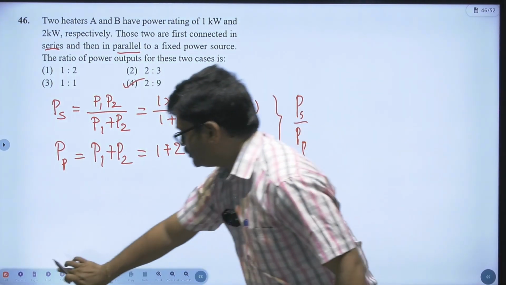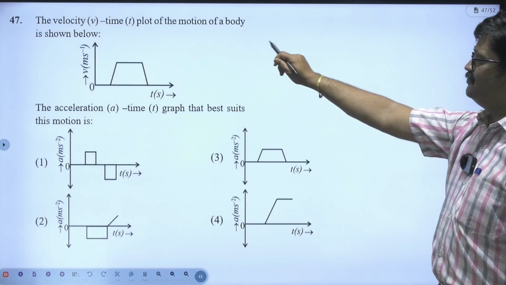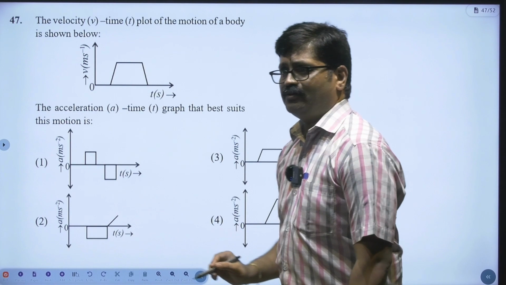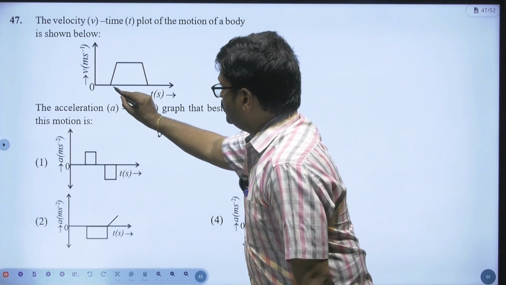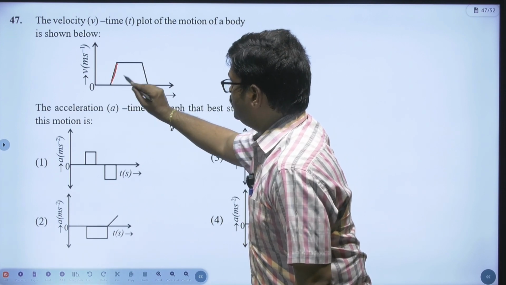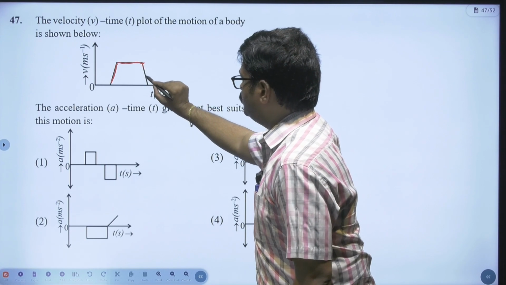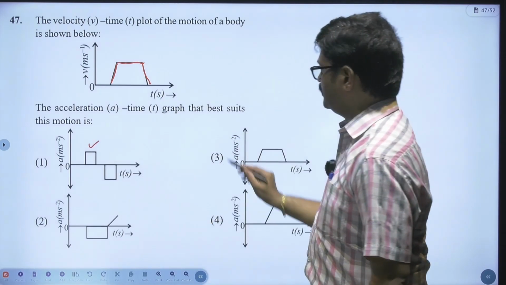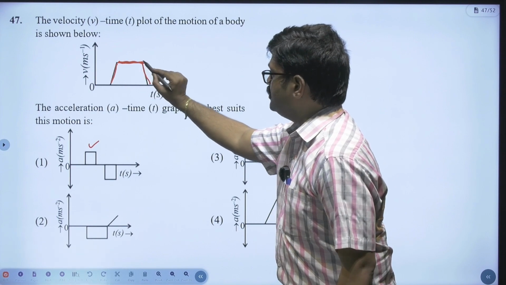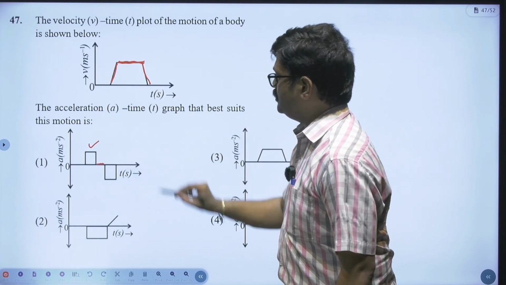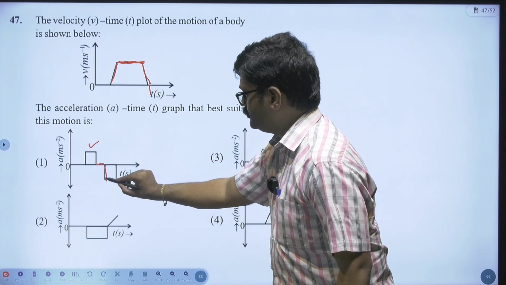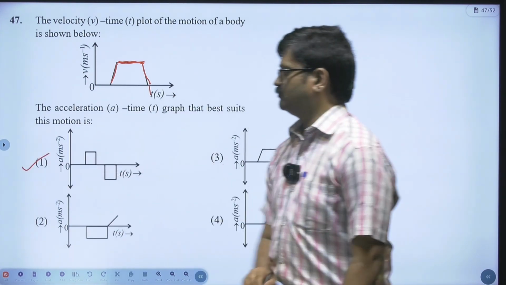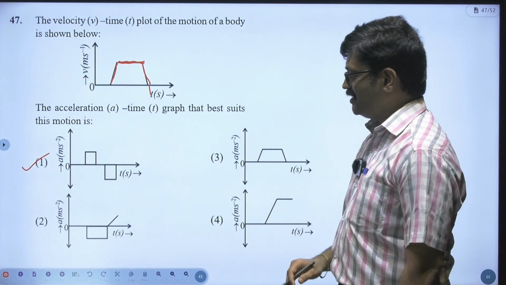Now 47th question. The velocity time graph for the motion of the body is as shown, which is the appropriate acceleration time graph they are asking. In this particular case, if you notice here, velocity is increasing. Here velocity is constant. Here again velocity is changing. So for increasing velocity we'll consider this part. For constant velocity, acceleration will be 0 here. Then for decreasing velocity, acceleration will be on the negative side, as you can see. So hence I'll consider the first option. This happens to be the right choice here.